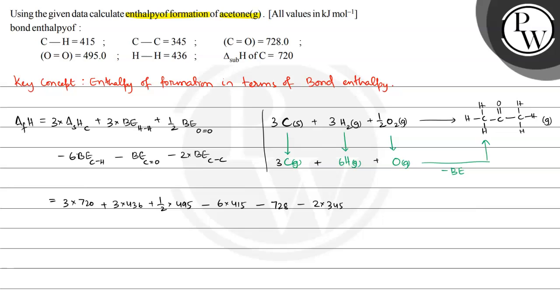2 multiplied by 345, or this value is equal to 2160 plus 1308 plus half of 495 is 247.5 minus 1245 minus 728 minus 690, and in total this value is 1052.5 kilojoule per mole. So this is the enthalpy of formation of acetone.